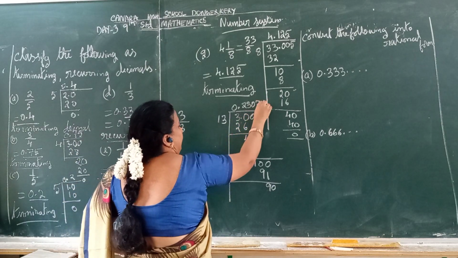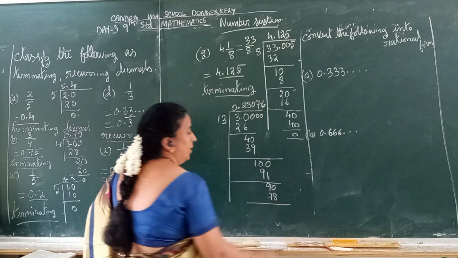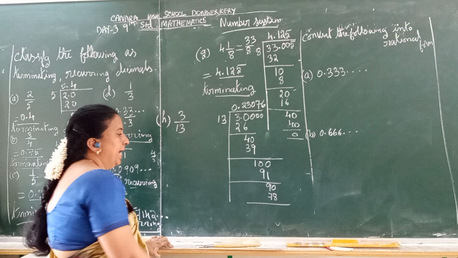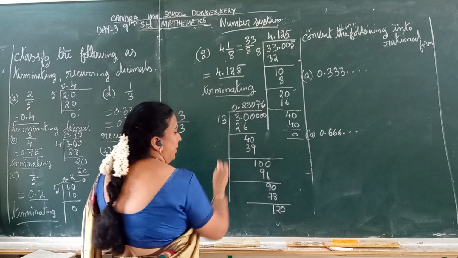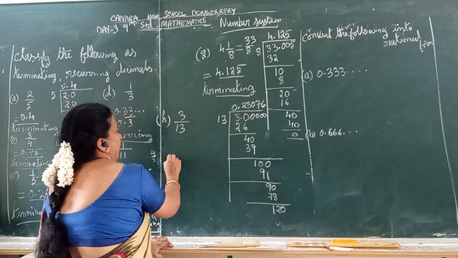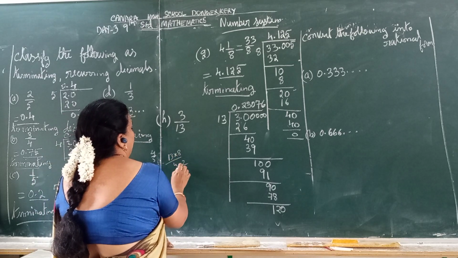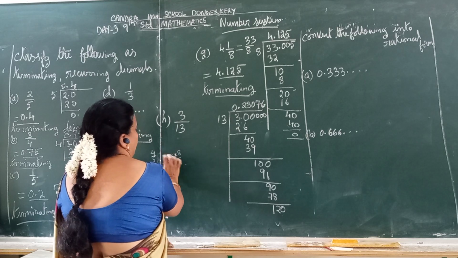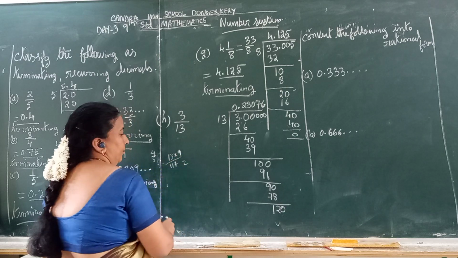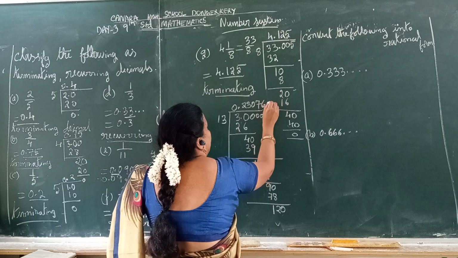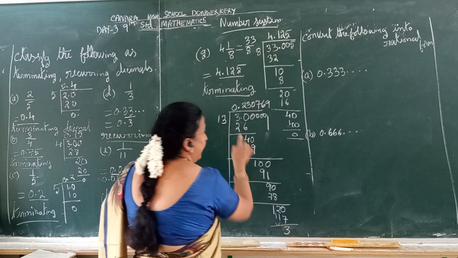13 sixes are how much did you get? 78. 12 remains. One more 0. 120. 13 eights are, 13 nines are 117. Then again 3 repeats.